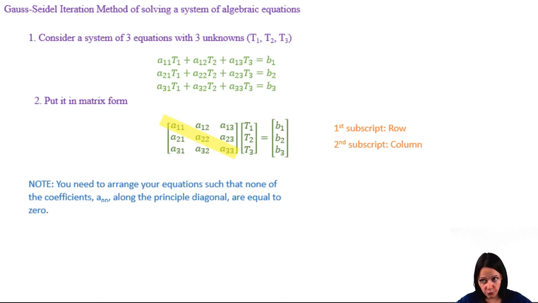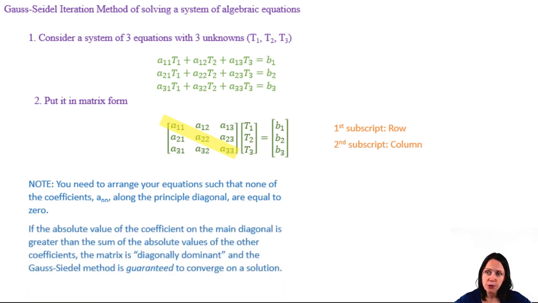Now, one very important thing to make sure you do is to arrange your equations such that none of the coefficients on the principal diagonal are 0. Otherwise, this method will not work. So in this case, a11, a22, and a33 must not be equal to 0. In fact, if the absolute value of the coefficient on the main diagonal is greater than the sum of the absolute values of the other coefficients on the row, the matrix is diagonally dominant, and the Gauss-Seidel method is guaranteed to converge on a solution.